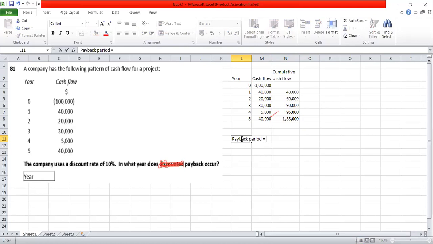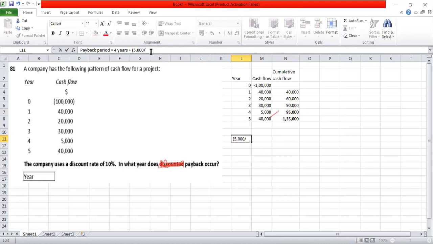A major part of the investment, 95,000, is paid by the end of 4 years. How did we understand 4 years? Because 95,000 is paid by the end of the fourth year. Out of the total investment amount of 100,000, 95,000 is paid back by the end of fourth year. So 4 years plus, how much more are we looking at? We are looking at the balance. 100,000 minus 95,000 is only 5,000.